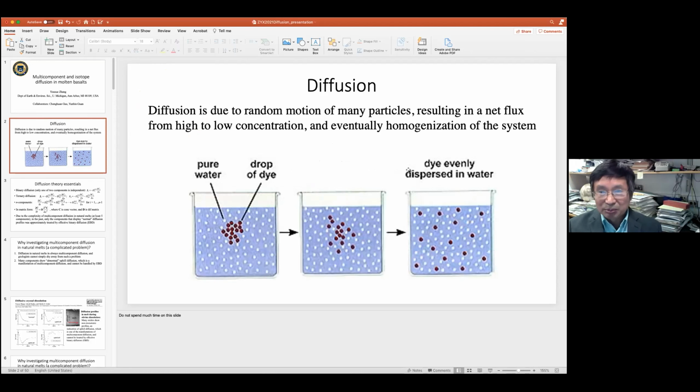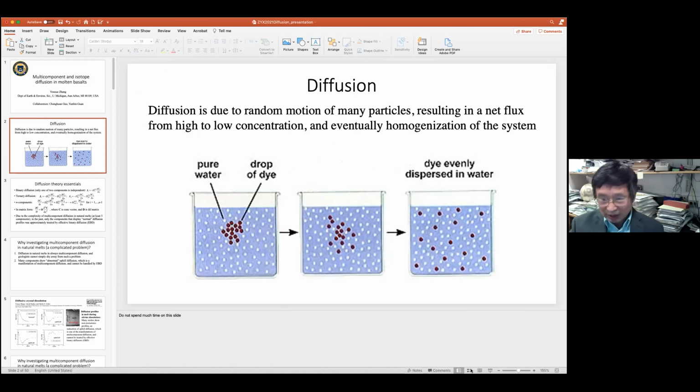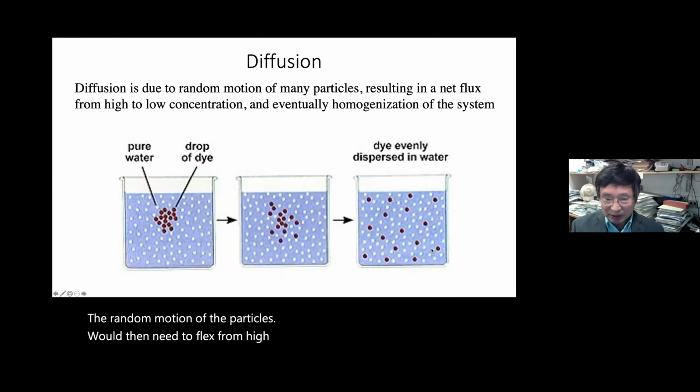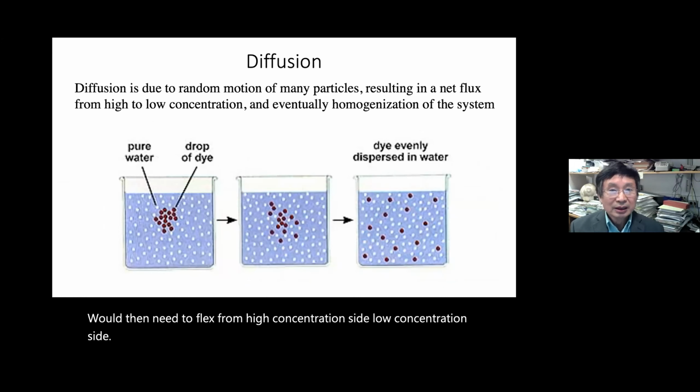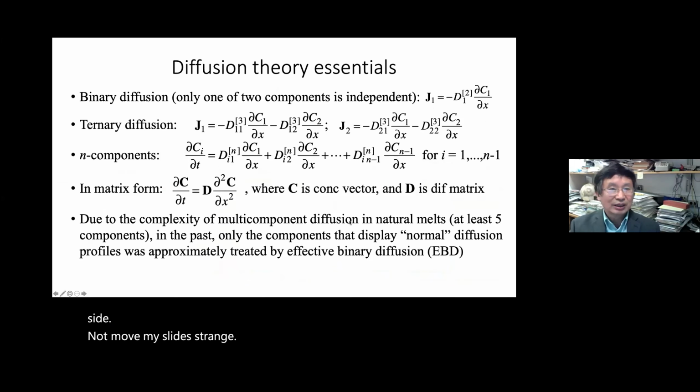Diffusion is due to random motion of many particles, which tend to homogenize the system, because if there is high concentration on one side and lower concentration in other places, the random motion of the particles would lead to flux from the high concentration side to the low concentration side. Now, I cannot move my slides, strange. Oh, okay.